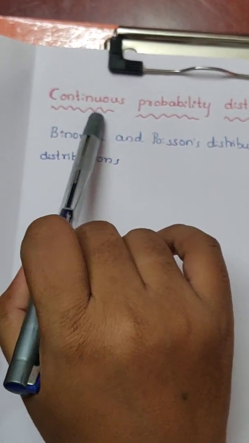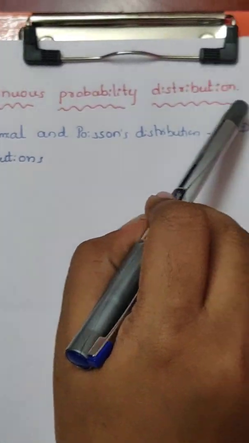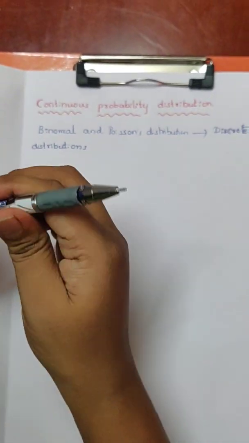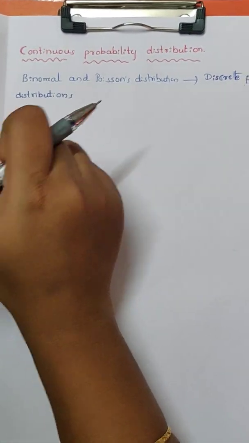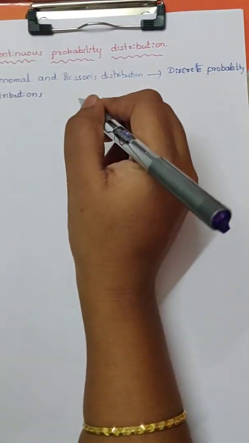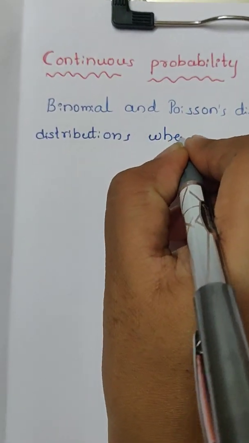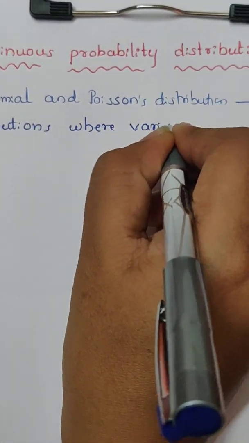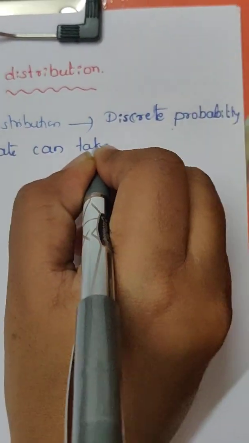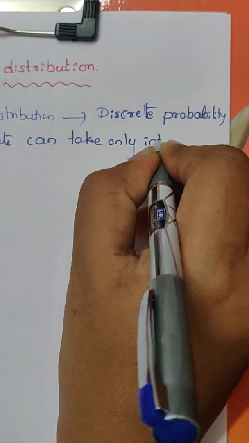Hello friends, today we are going to discuss the concept of continuous probability distribution. In the previous class we discussed two probability distributions, binomial and Poisson's distribution. Both are discrete probability distributions in which the variate can take only integer values.